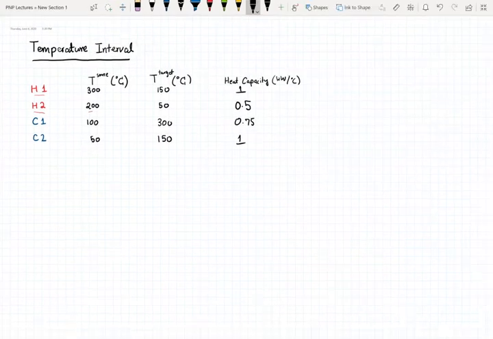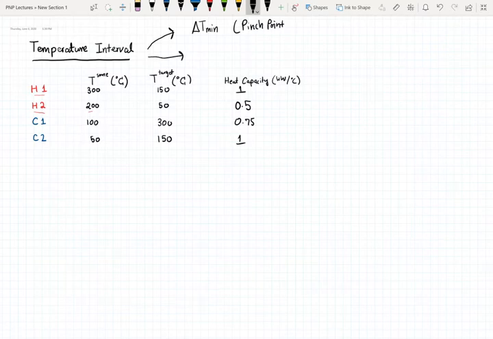In this video, we'll look at a different method for finding the pinch point and the minimum utility requirements for a heat integration problem. Here we have two hot streams and two cold streams. The temperature interval method once again helps us find the location of your minimum approach temperature, aka the pinch point. And it helps you calculate the minimum utility requirements, both hot and cold utility requirements.